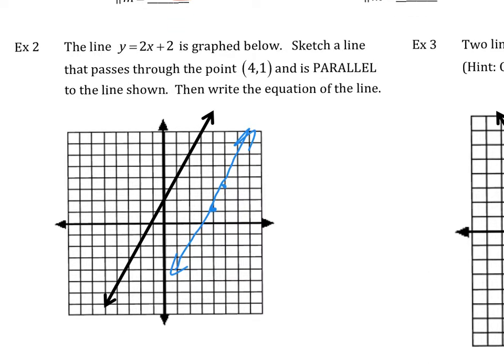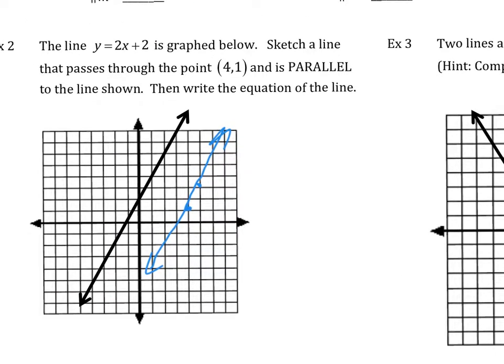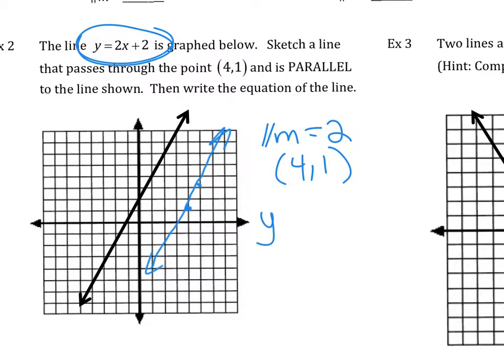Now I need to write the equation. Well, I know the slope is 2. Okay. I guess I also could have figured that out from the equation here, huh? Their equation is y equals 2x plus 2, so the slope is 2. So now in my new one, I can say my parallel slope equals 2, and it goes through the point (4, 1). So that's the equation I need to write. We know how to do this in point-slope form. y minus 1 equals 2 times (x minus 4). And that's my equation.